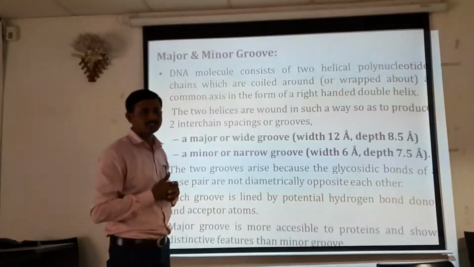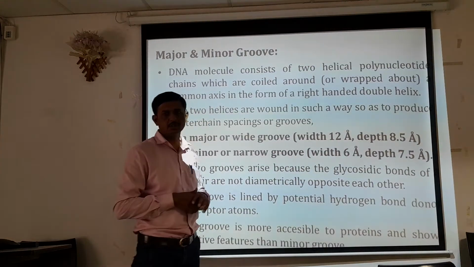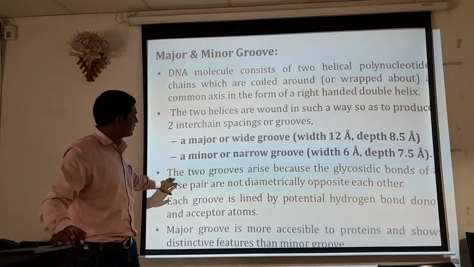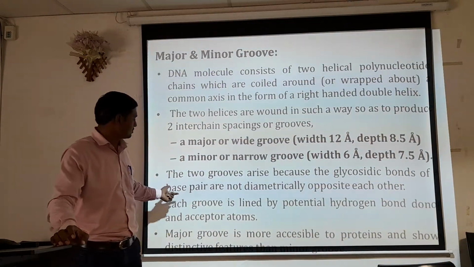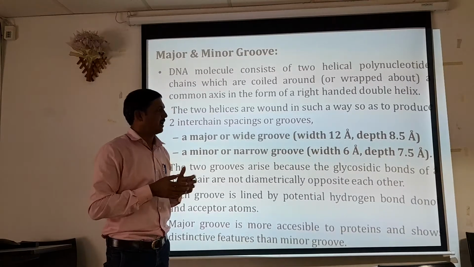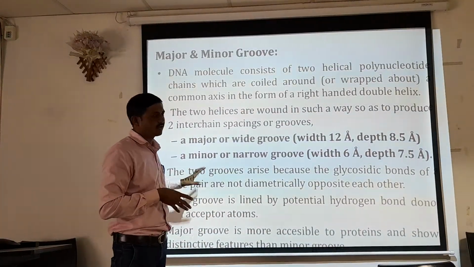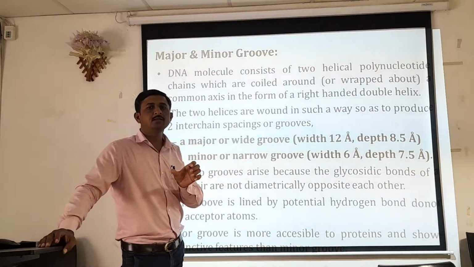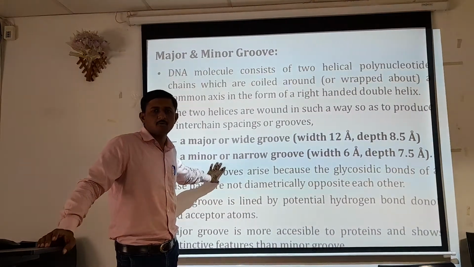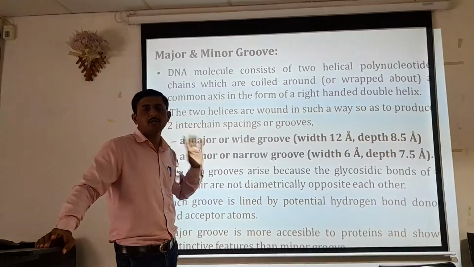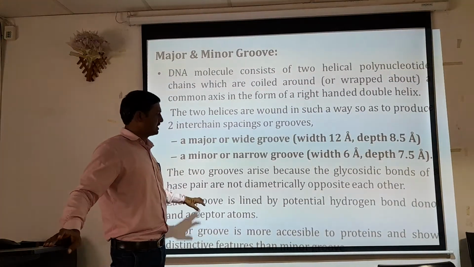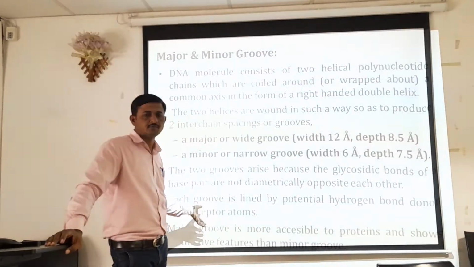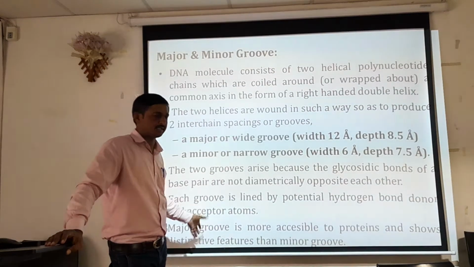The minor groove, also called the narrow groove, has a width of 6 angstrom, half that of the major groove, and a depth of about 7.5 angstrom. The two grooves arise because the glycosidic bonds of the base pairs are not diametrically opposite to each other. These grooves are formed due to the arrangement of glycosidic bonds between phosphoric acid and pentose sugars. Due to their proper arrangement, the minor and major grooves are formed. Each groove is lined by potential hydrogen bond donor and acceptor atoms.